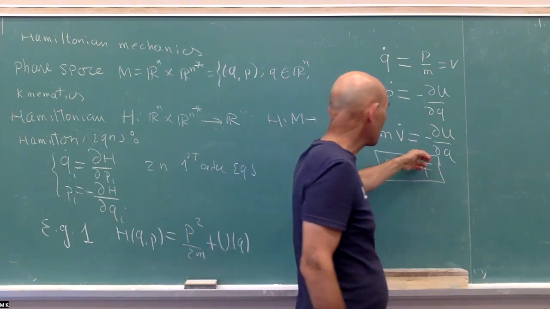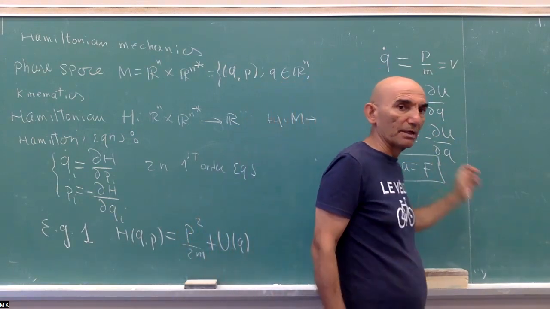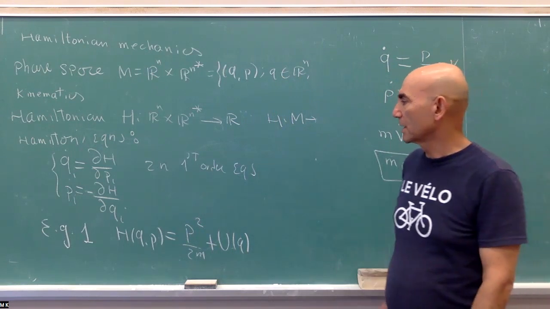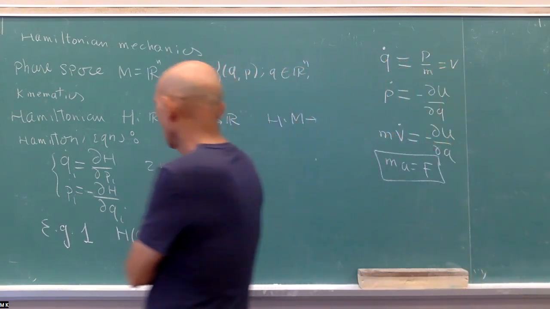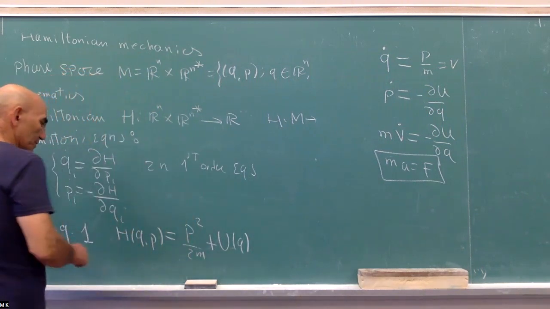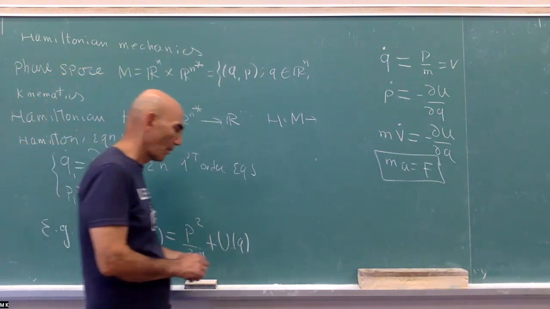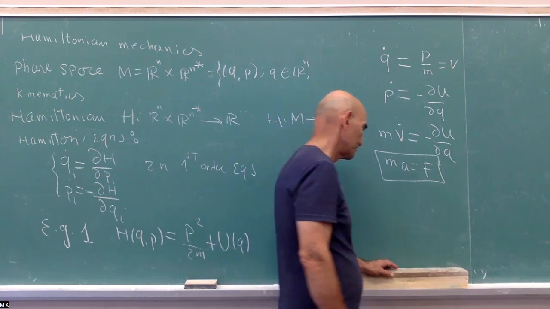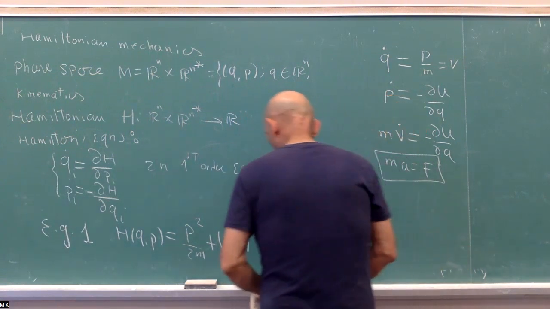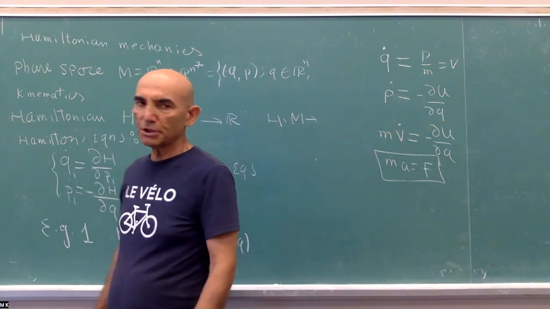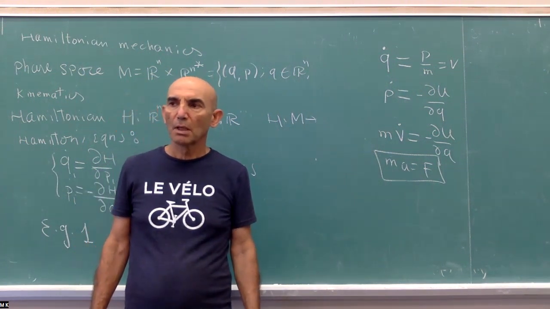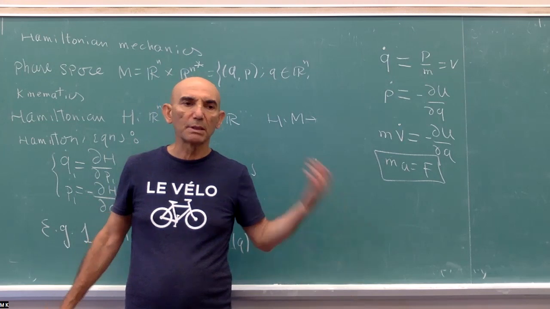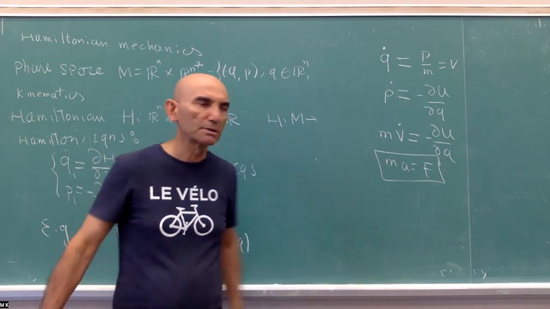So for this case, there's no gain really, but we'll see that there is a lot of gain. So this is the simplest case for conservative systems. So what about conservation of energy? Conservation of energy is quite simple to derive in this case.